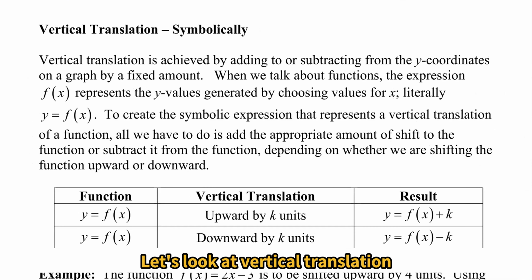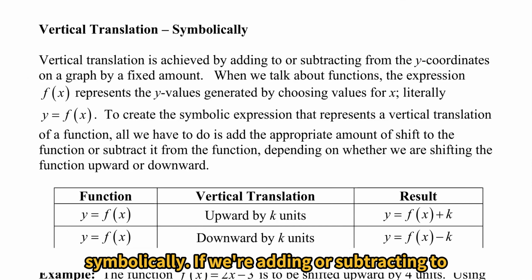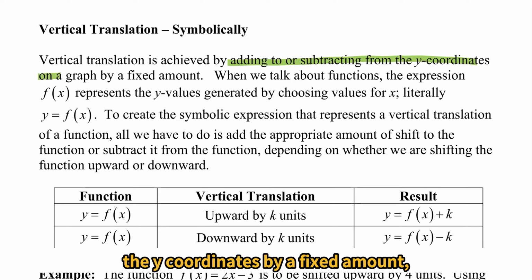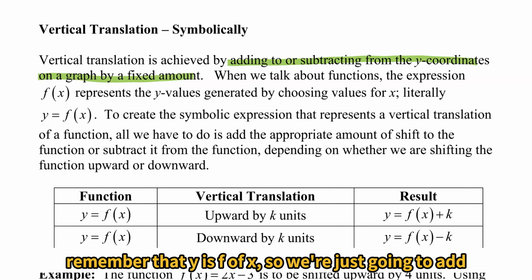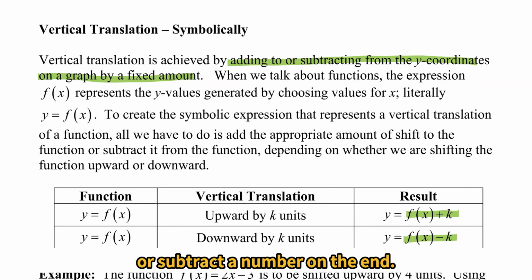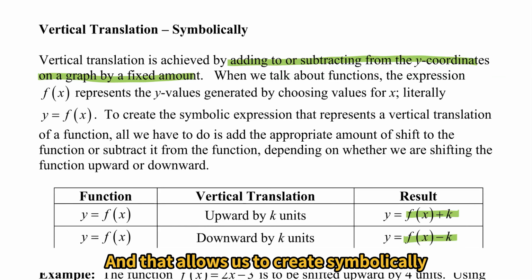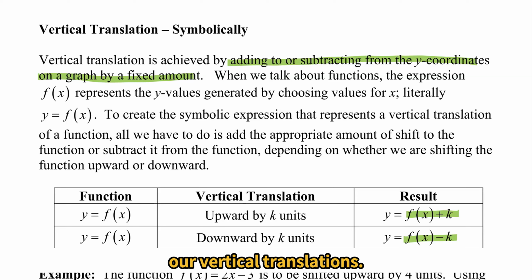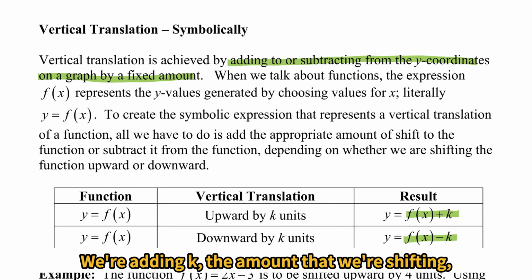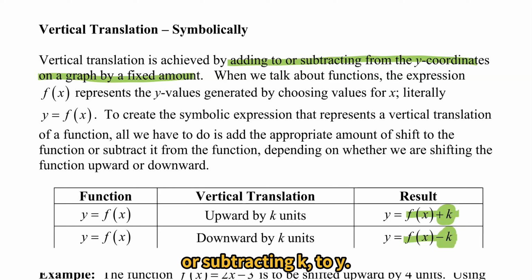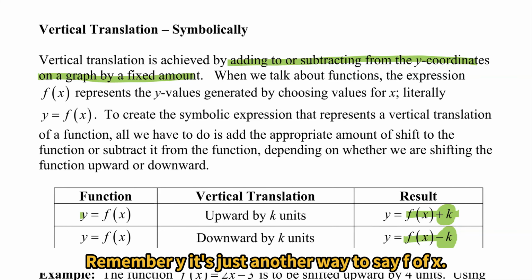And let's look at vertical translation symbolically. If we're adding or subtracting to the y-coordinates by a fixed amount, remember that y is f of x, so we're just going to add or subtract a number on the end. We just tack it on the end, and that allows us to create symbolically our vertical translations. We're adding k, the amount that we're shifting, or subtracting k, to y. And remember, y is just another way to say f of x.